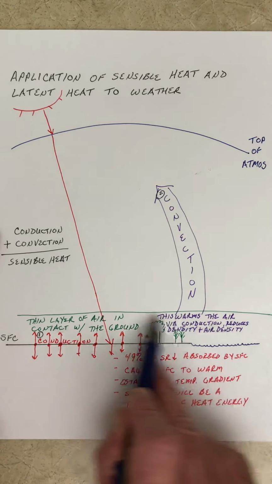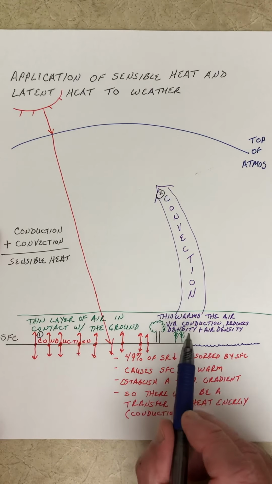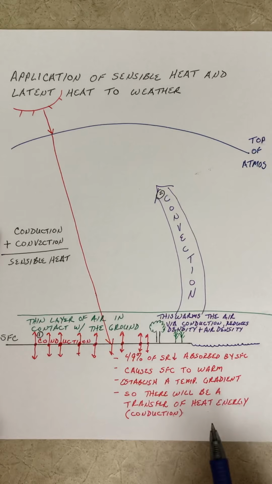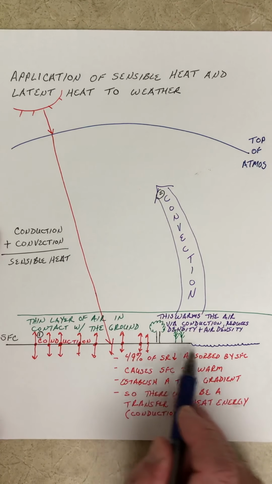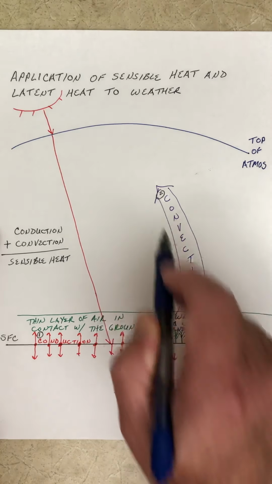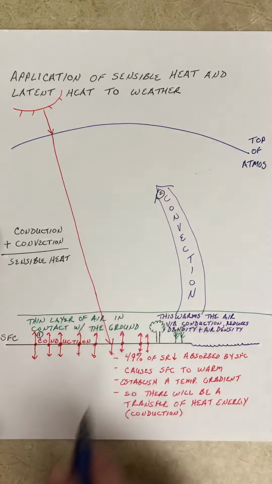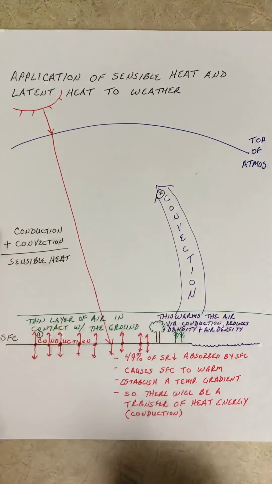That warms that thin layer of air in contact with the ground, causes that air to become less dense and rise through convection. And so some of that surplus heat energy is transferred from the surface into the atmosphere through sensible heat, which is a combination of conduction and convection. Now let's look at latent heat.